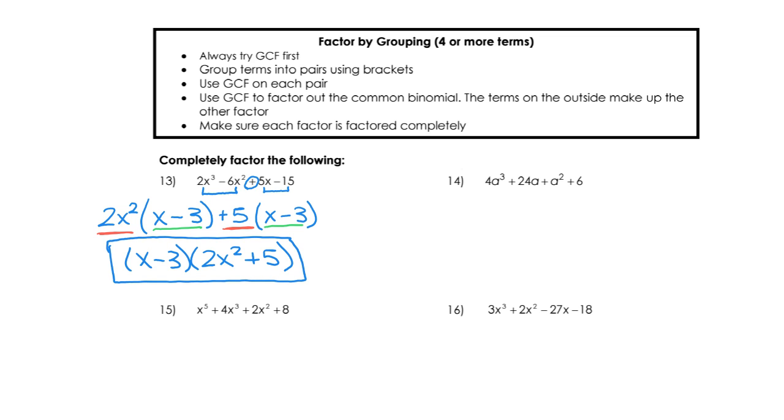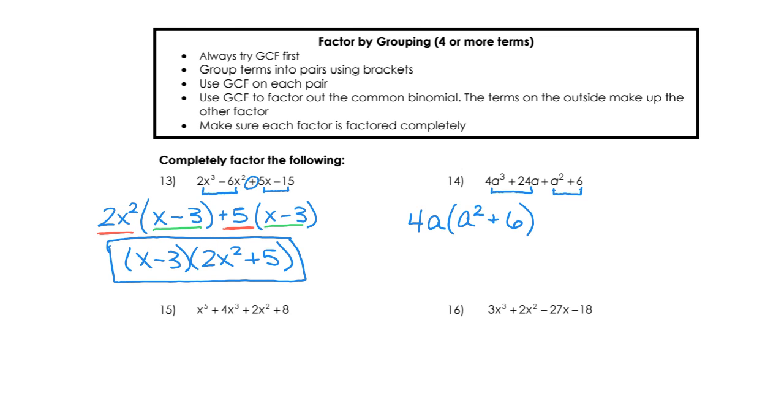In the next one, it looks like we have nothing to pull out for a greatest common factor between all four. This a squared doesn't have any numbers. This 6 doesn't have any letters. So there isn't anything I can pull out of all four. It does not have the format of a difference of two perfect squares. And so I'm going to try to factor by grouping. Out of the first group, I can pull out a 4a. Left over would be an a squared plus 6.